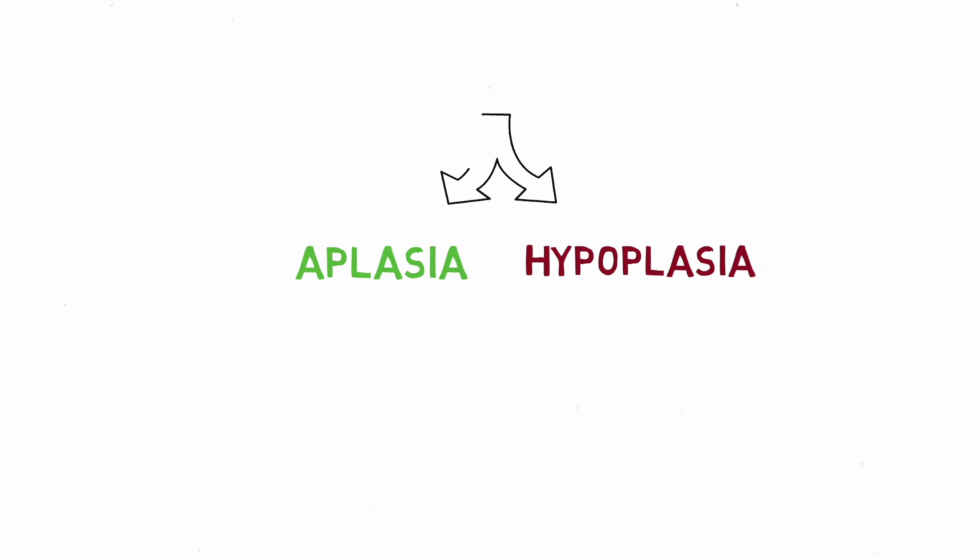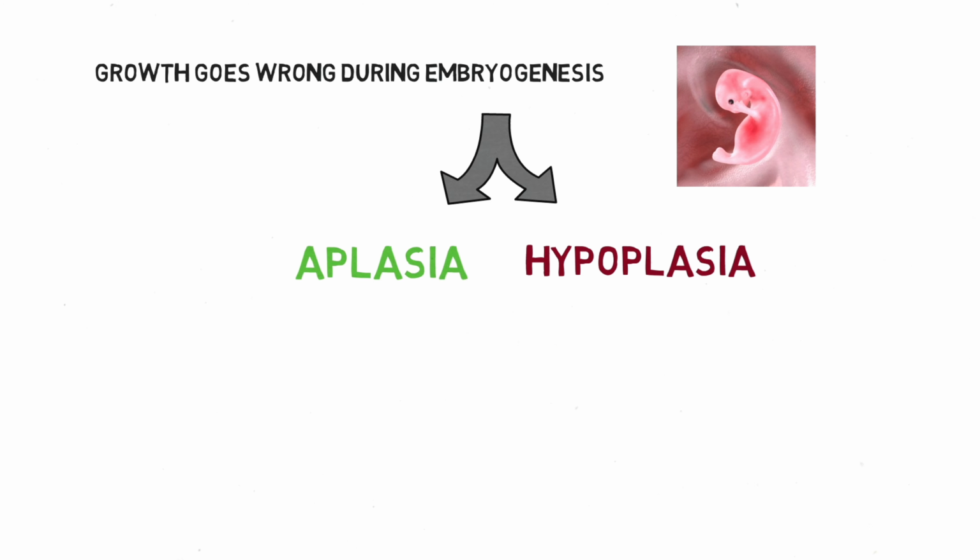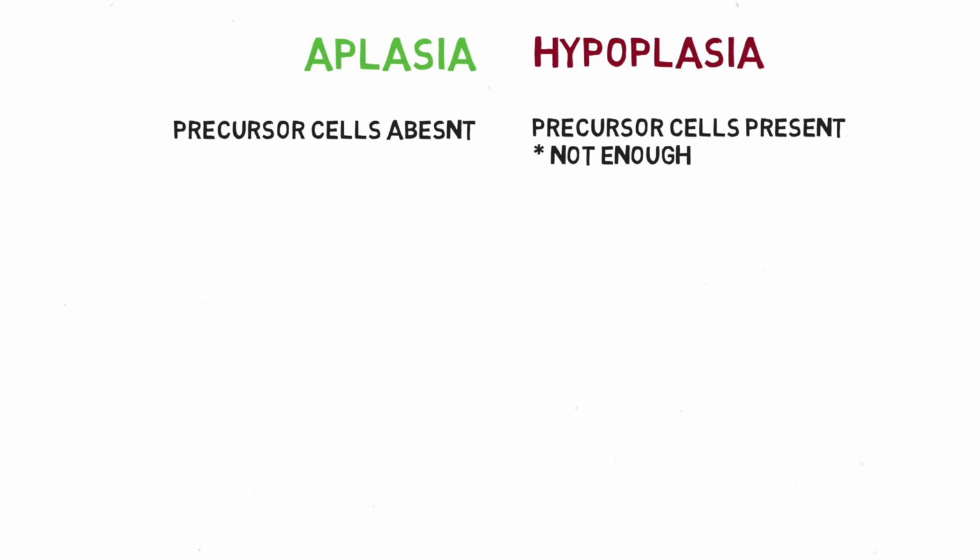Now, aplasia and hypoplasia are somewhat different. They are both ways in which growth can go wrong during embryogenesis or whenever organs develop within the fetus. With aplasia, the precursor cells are completely absent, while in hypoplasia, there are some precursor cells present, but not enough of them. With aplasia, the organ never forms in the first place, so this is the more severe case.